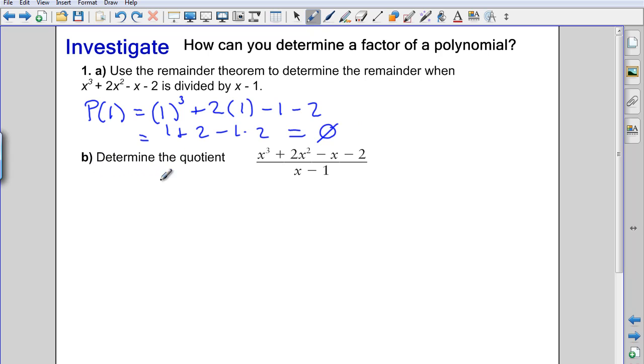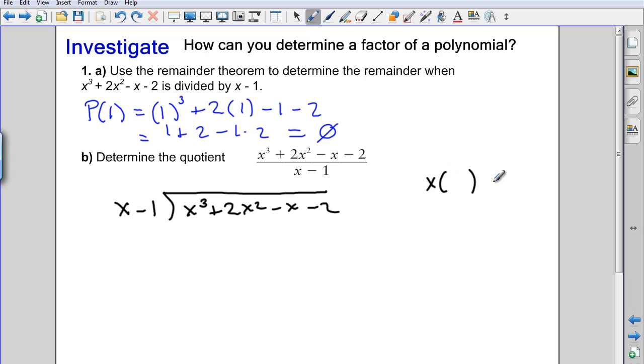The second part of the question is asking us to determine the quotient. At this point, the way we determine it is by long division. So we would set up our long division question as we normally do, making sure that each of the degrees go down by 1, which they do in this particular question. We continue the long division process by asking ourselves, what do we need to multiply x by to get x cubed? The answer to that is x squared.